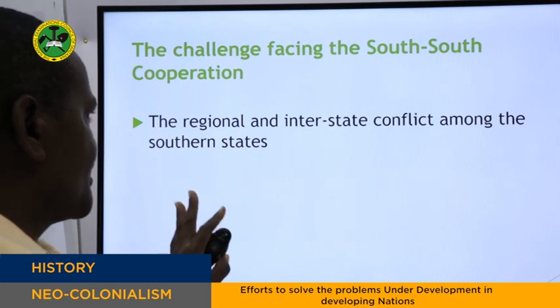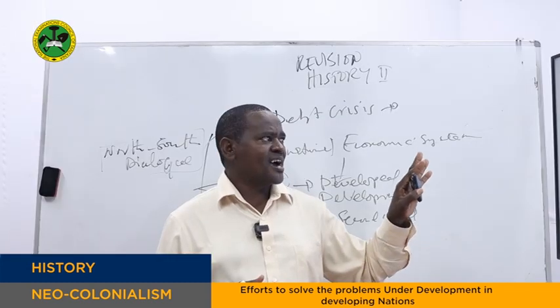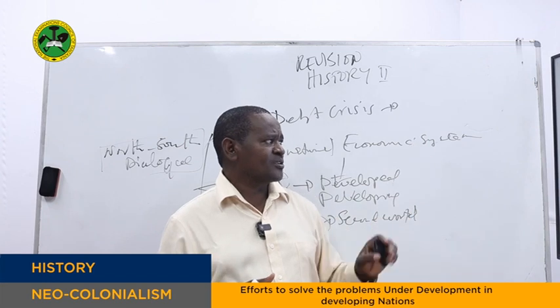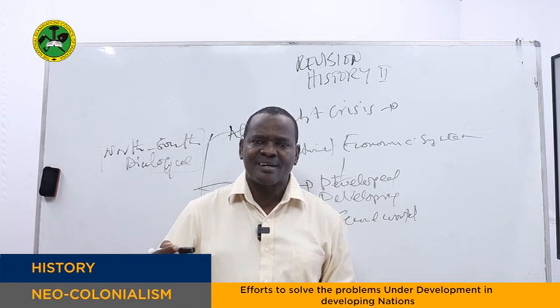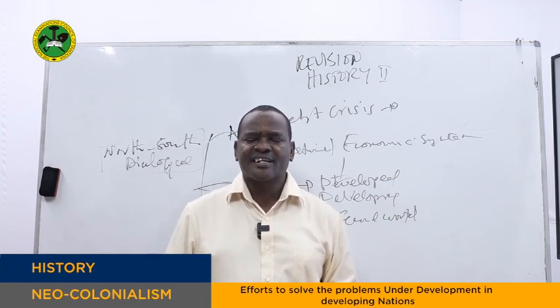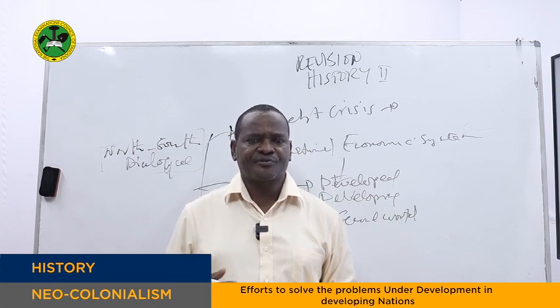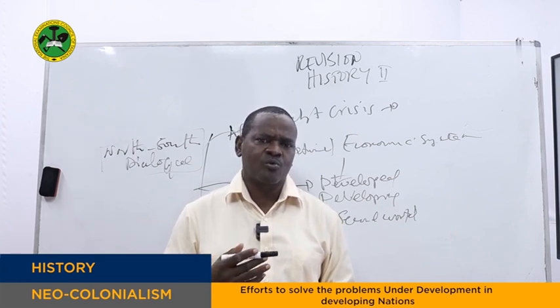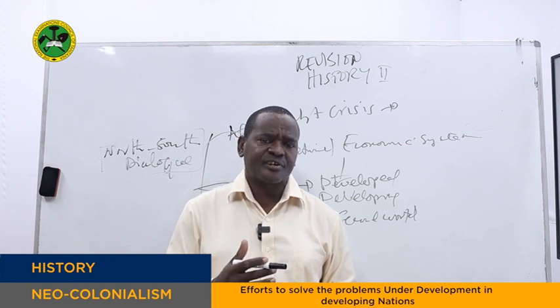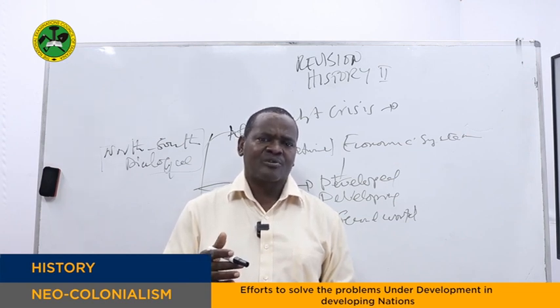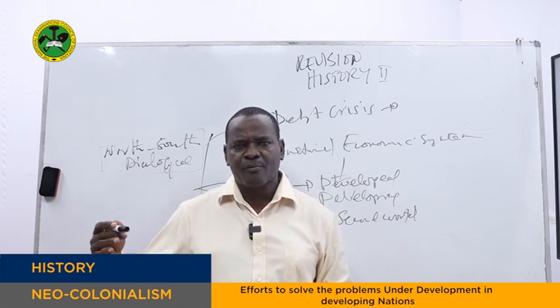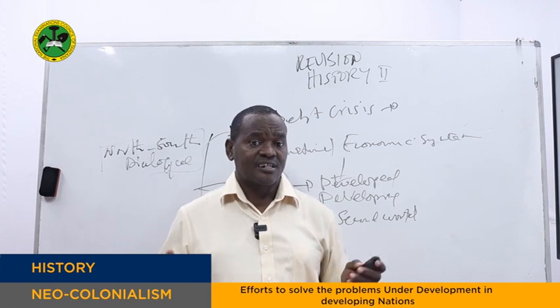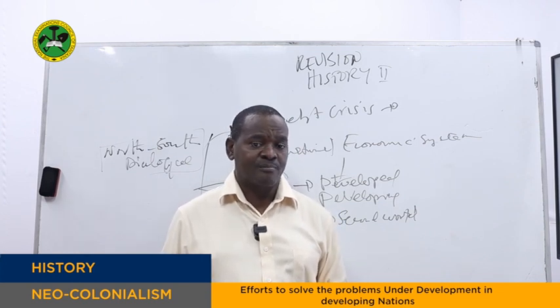And the other thing is regional and interstate conflict among the southern states. So these are the challenges. What are the challenges which face South-South cooperation? One is the regional and interstate conflict among the nations. There are some conflicts among the southern nations. Either nations are fighting against nations, or sometimes some countries face civil war. This is one of the obstacles. And a good example was the war between Iraq and Iran. These two countries were members of South-South cooperation, but they fought against each other for about 8 years.